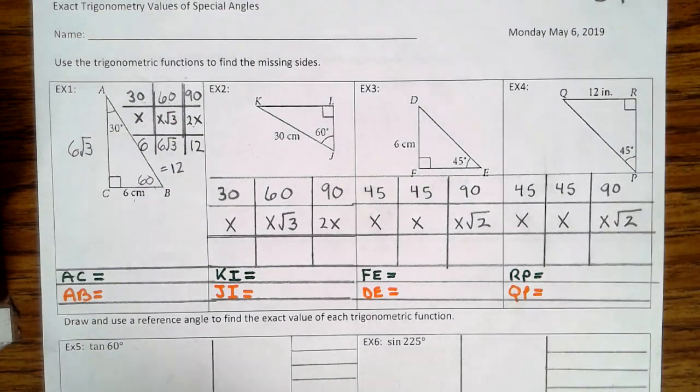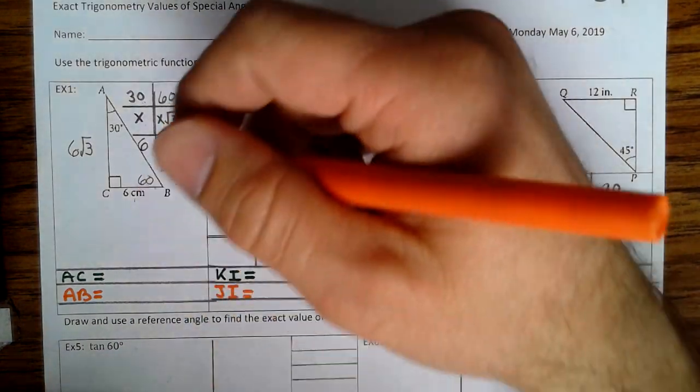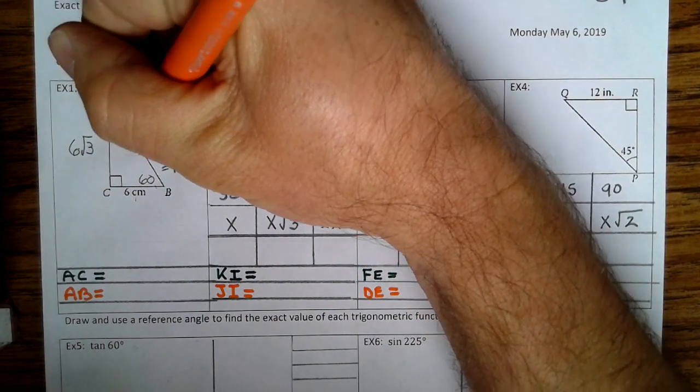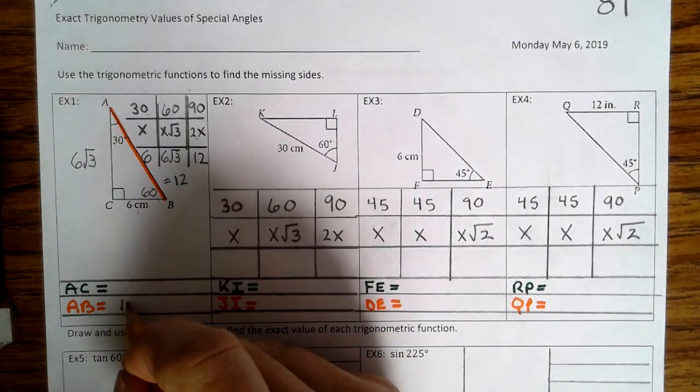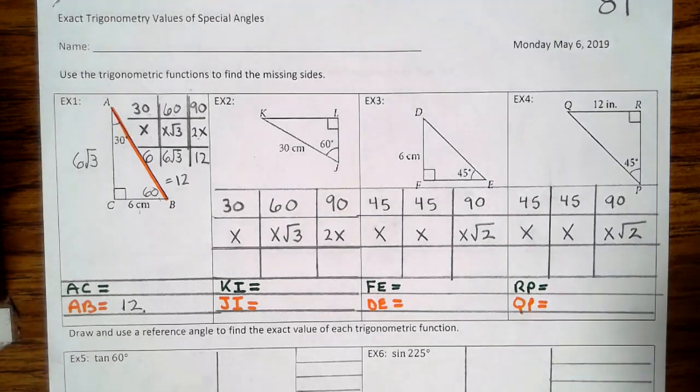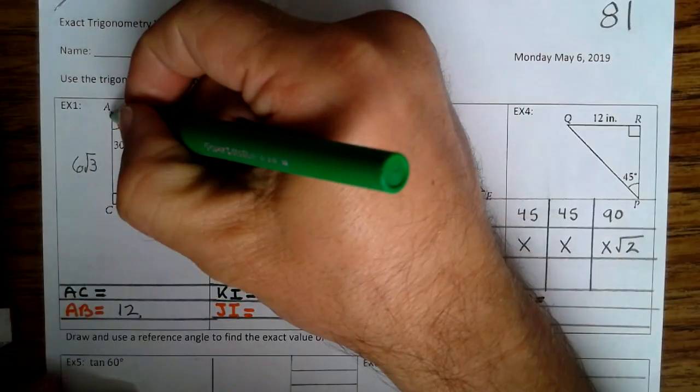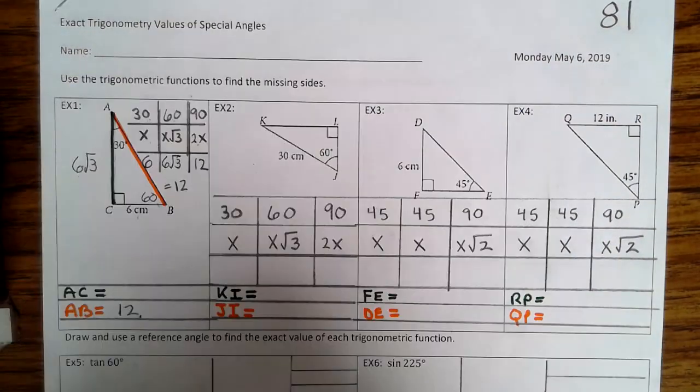Okay, so AB, let's label in orange, is 12, and AC, let's label in green, is 6 square roots of 3.